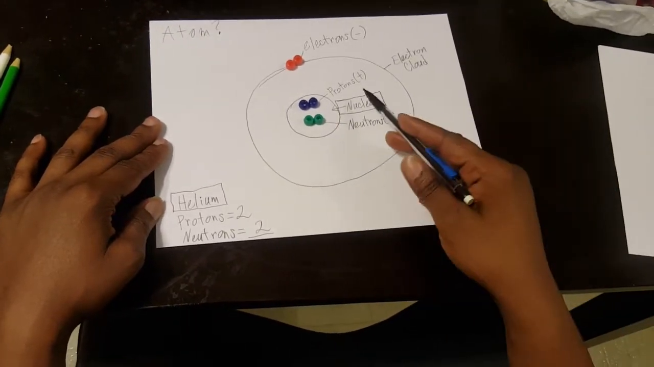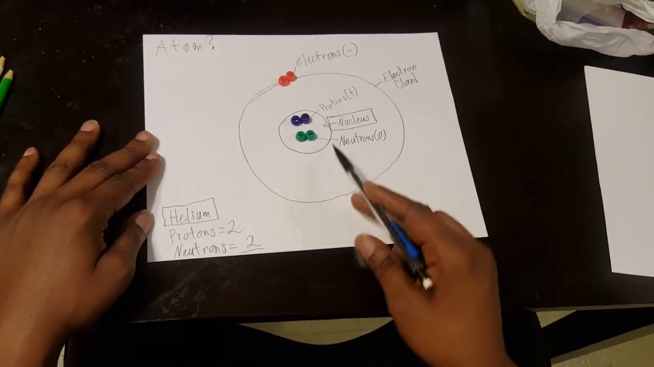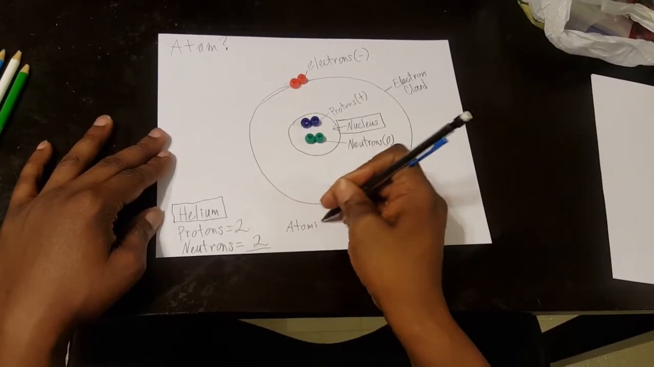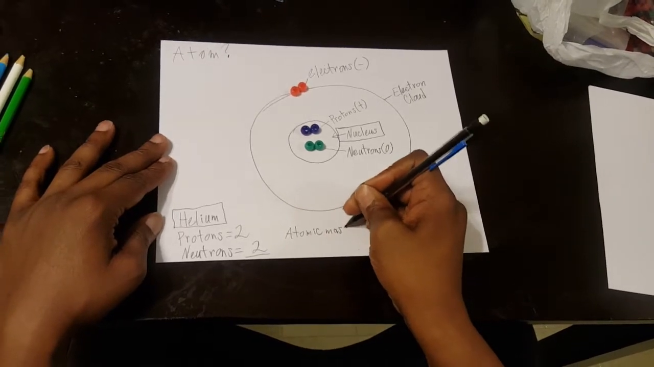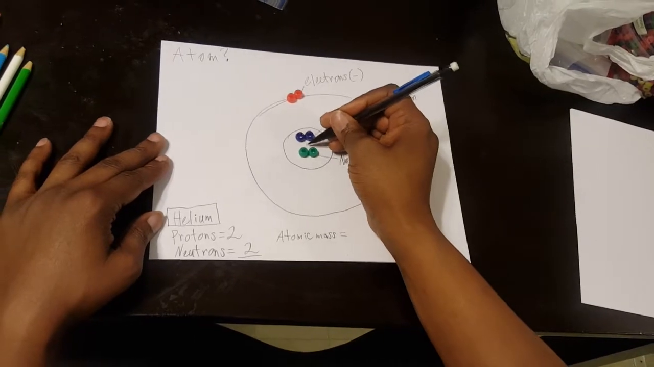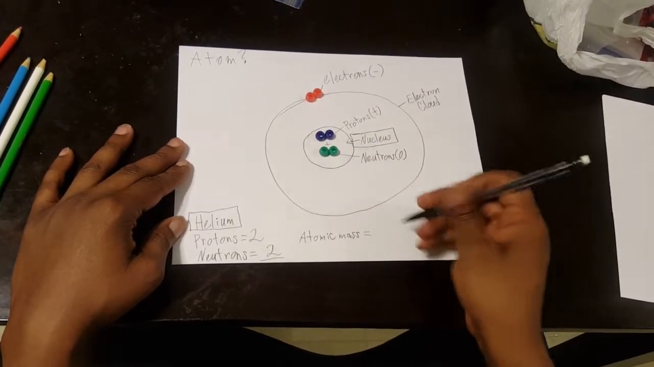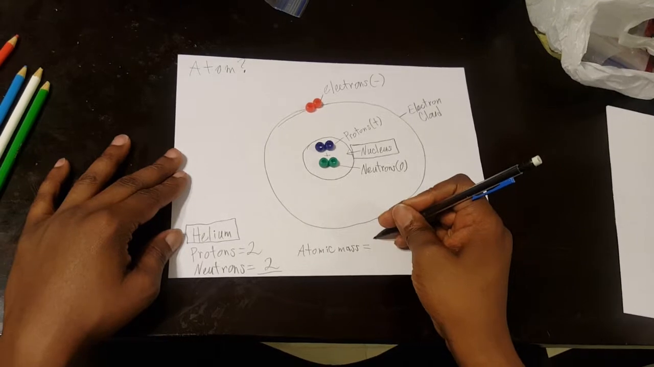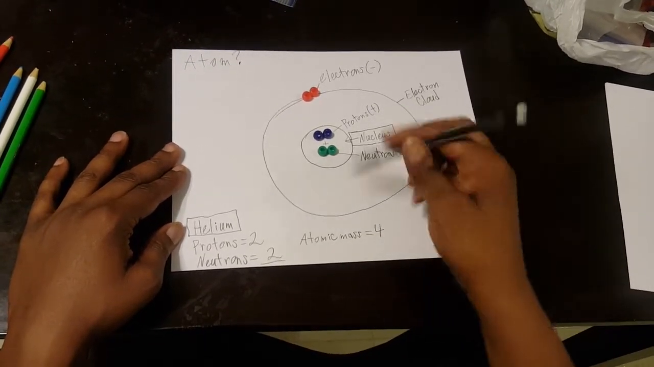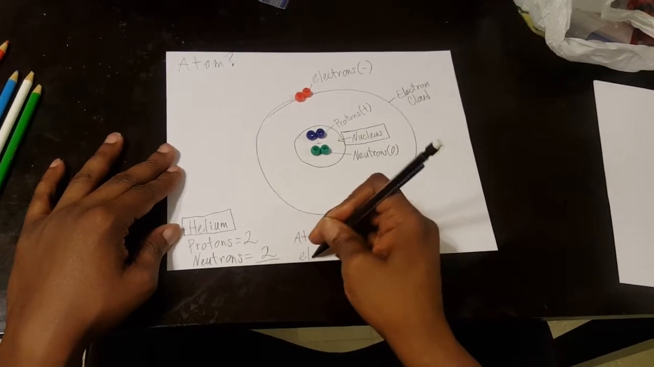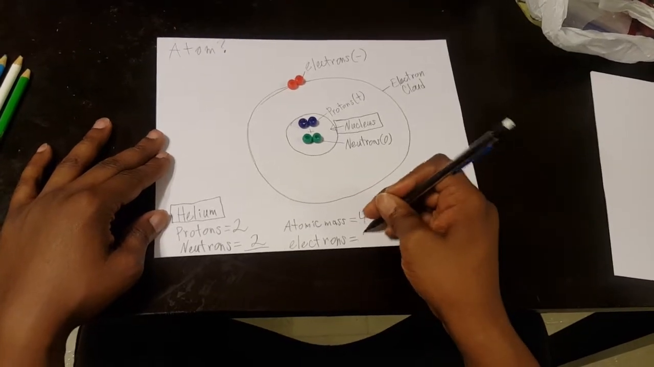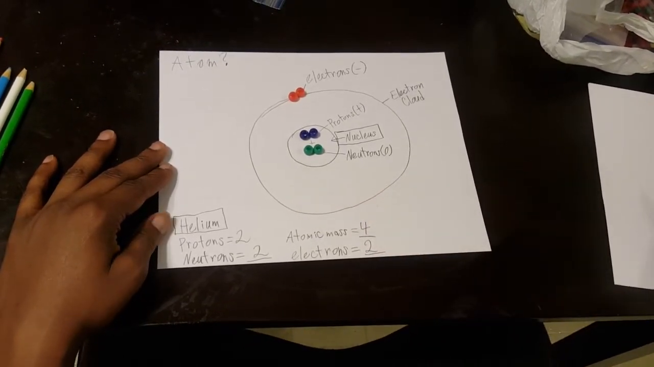Now what you do with your protons and your neutrons, you actually add them together, and your protons and your neutrons give you your atomic mass. And basically that's the number of protons and neutrons in the nucleus of your atom. So we got 2 protons here, we have 2 neutrons here, so our atomic mass number is 4. And then if we look, the number of electrons that we have, 2 electrons.